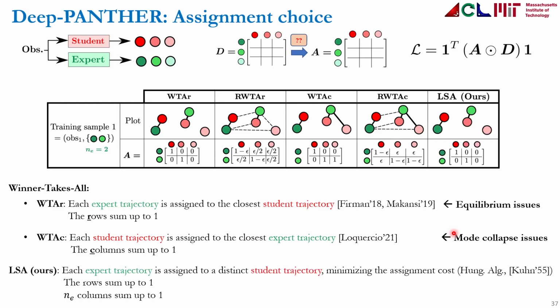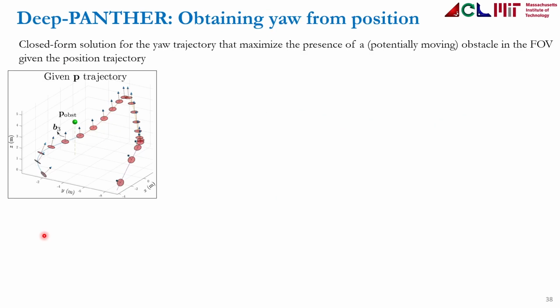So to solve these issues, we propose to use this other approach, where for each expert trajectory, we assign it to a different student trajectory while minimizing at the same time the assignment cost. In other words, we solve the Hungarian algorithm. And this leads to an assignment matrix A, which is this one over here, whose rows will sum up to 1, and that will have n sub e columns that will sum up to 1, where n sub e is the number of trajectories produced by the expert. Okay, so that allows us to obtain the position trajectory, which is, for example, this one over here.